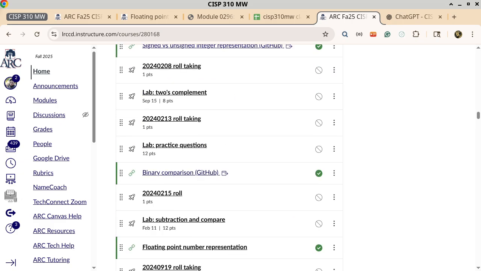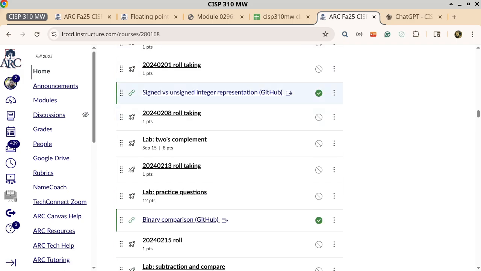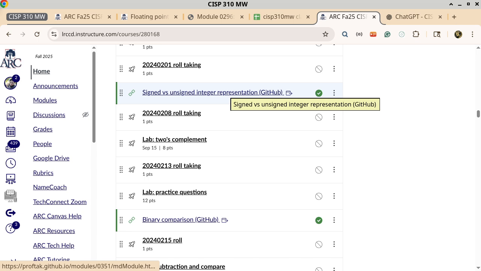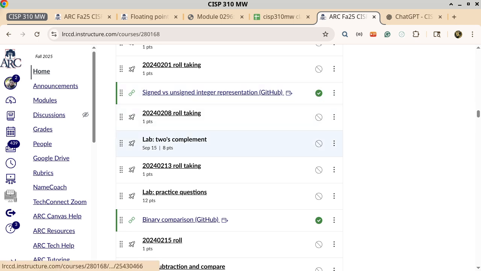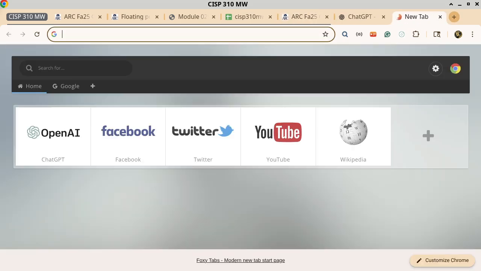I know we talked about two's complement, so that's what today's lab is. And that's coming from a signed versus unsigned integer representation or interpretation. So what we'll do today is we are moving on to binary comparison. Okay, so we'll be comparing numbers, but in base 2. All right, so with that said, I am going to get started.